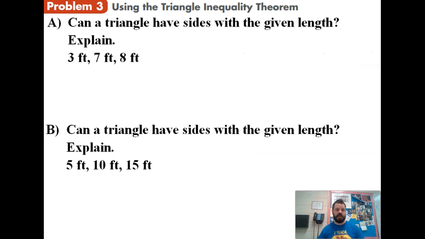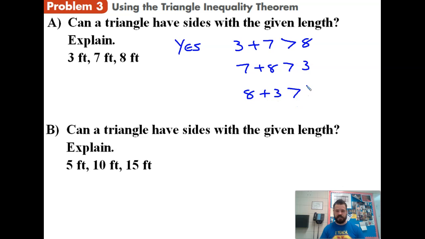So as far as questions we can answer then, we can look at whether or not a set of side lengths can make a triangle. So problem 3 part A says, can a triangle have sides with the given lengths? 3, 7, and 8. Okay, I'm going to say that in this case, yes, they can. Because 3 plus 7 is greater than 8. We also know that 7 plus 8 is greater than 3. Okay, and 8 plus 3 is greater than 7.